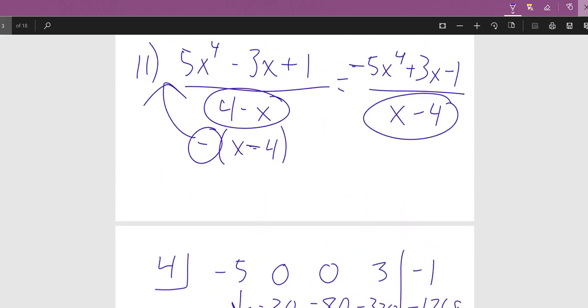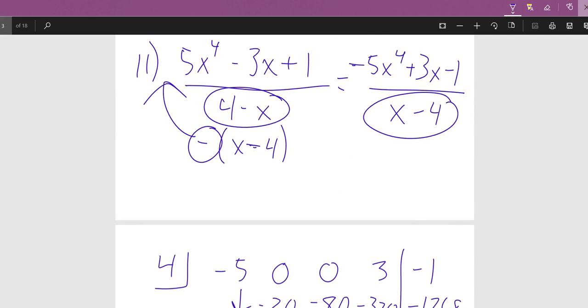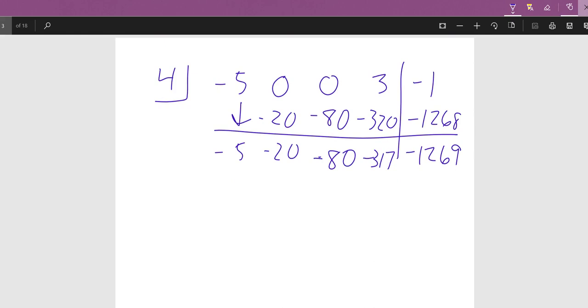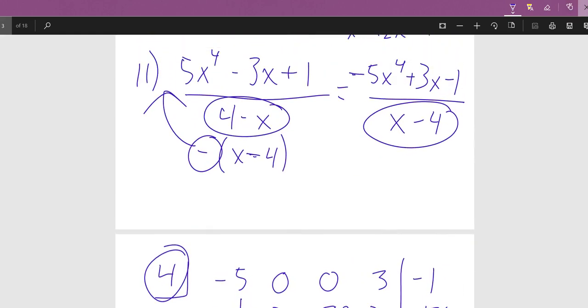Let me go back. Yeah, we got x minus 4. Okay, so we're going to use the remainder theorem to verify this. So we've got -5. The remainder theorem says, remember, that you can take the 0 from the denominator, that would be this thing, and we can plug it into the numerator. And whatever we get is the remainder.